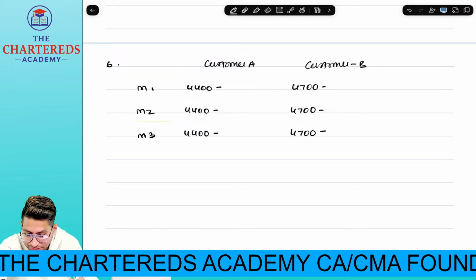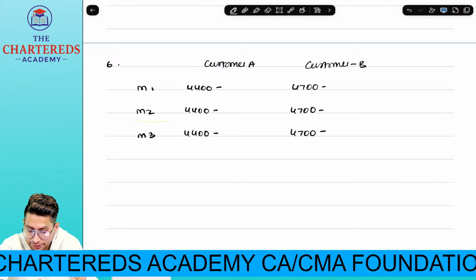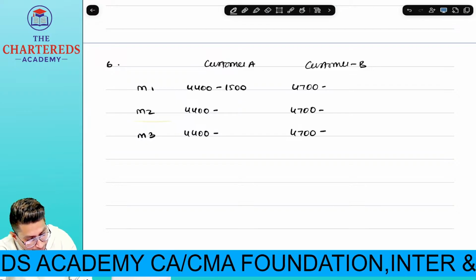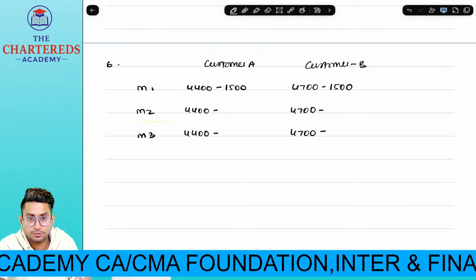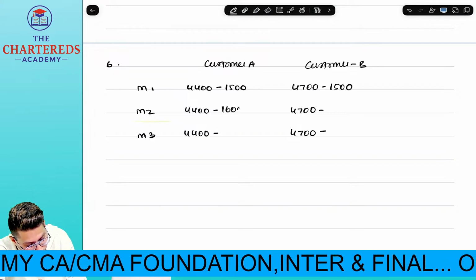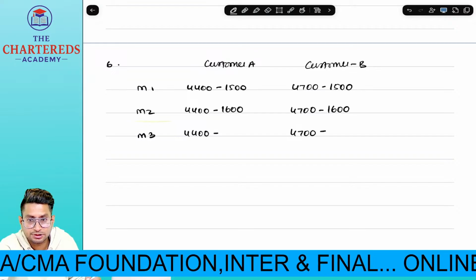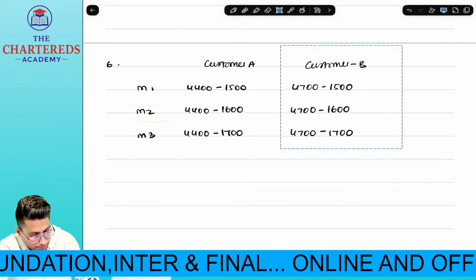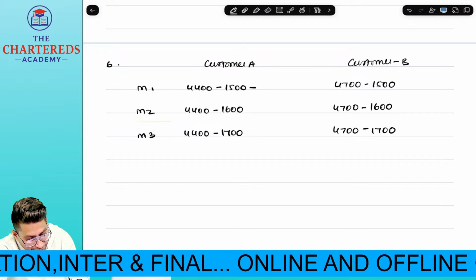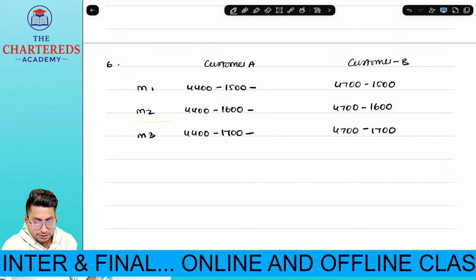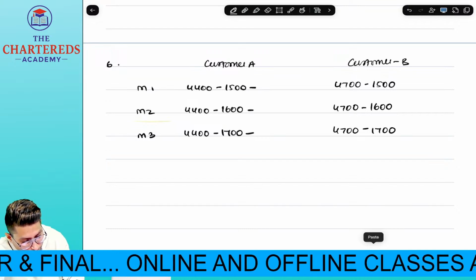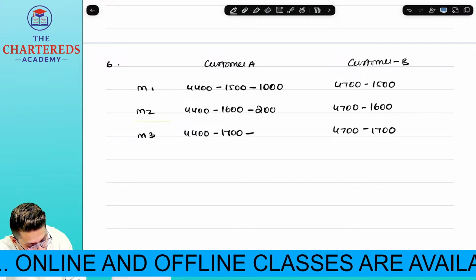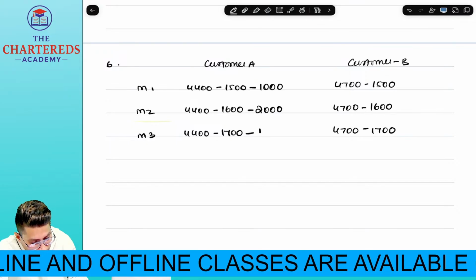What is the purchase price? 1500 for M1. Okay, this is plant wise. Then for M2 how much? 1600 for M2. For M3 how much? 1700. Next, they have also given us transportation cost, right? M1 to A how much? 1000. M2 to A 2000, and M3 to A 1500.